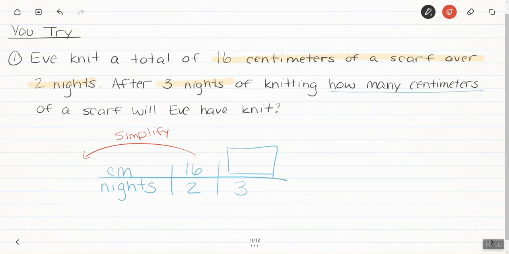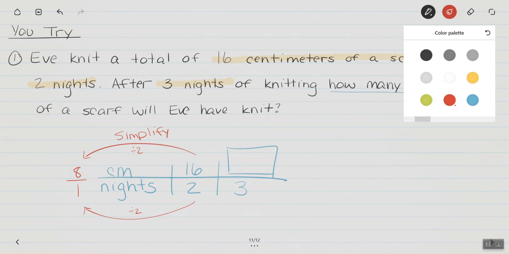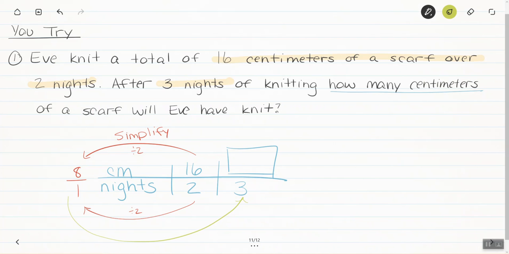So what do 16 and 2 both simplify by? Well, they both would divide by 2. 16 divided by 2 would give you 8, and 2 divided by 2 would give you 1. Now, I can take that simplified ratio and move it forward. So 1 times 3 would be 3, and 8, because I have to multiply the same thing on the bottom, times 3 would give me 24. So your answer for that one should have been 24, and I know that 24 is in the centimeters row, so centimeters.